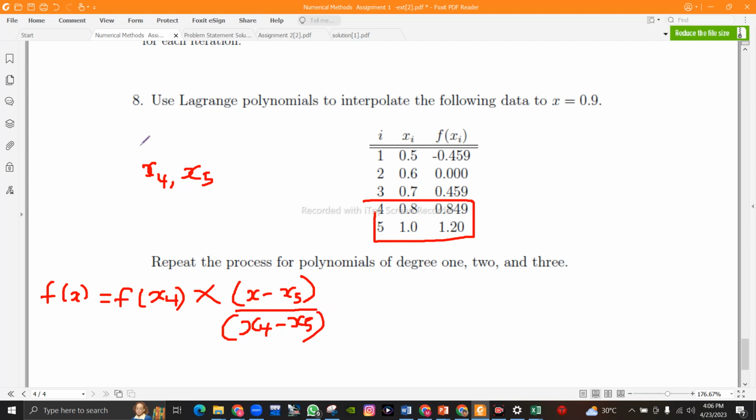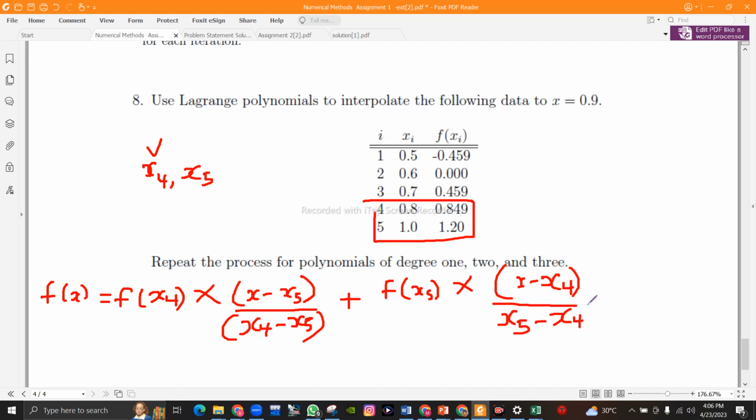So we are through with this one. We also use x5 to interpolate, plus f of x5 times x minus every other point except x5, and it's only x4 that remains. That's x minus x4, divided by x5 minus every other point we have. There's only one point, which is x4, so x5 minus x4, and that's all. So what's f of x4?